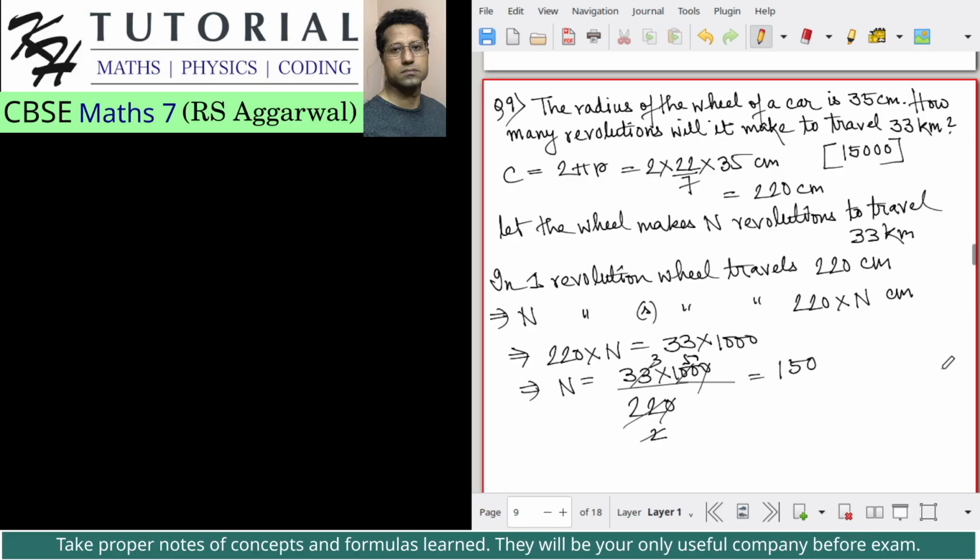Oh, I did a mistake in doing the conversion of unit. The circumference was in centimeter, 220 centimeter, and the distance traveled is given in 33 kilometer. So we have to convert 33 kilometer into centimeter. Now 33 multiplied by 1000 is meter, not centimeter. We have to multiply again by 100.